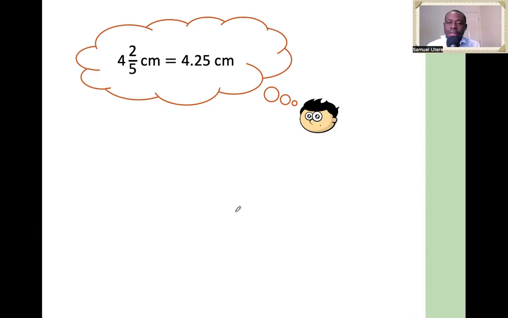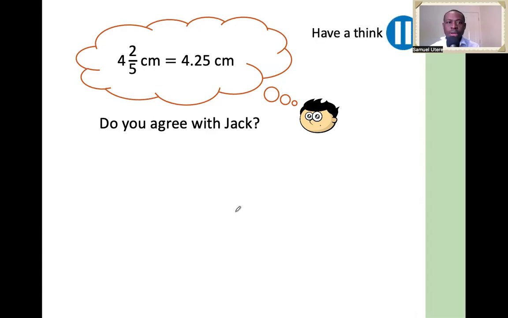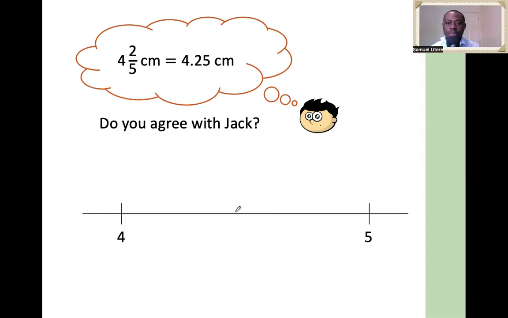Okay, let's look at the other part of our lesson. Here, Jack says that 2/5 centimeter is the same thing as 0.25 centimeter. Well, we could use a number line to help us, because 4 2/5 means the number line between 4 and 5 would have been split into 5 equal parts. Remember, the denominator tells us the number of parts we have split things into. So 2/5 actually means 2 out of the 5 parts. So the second interval here.